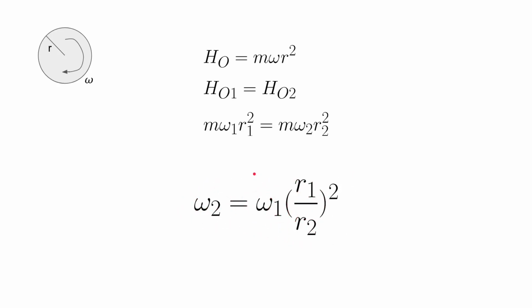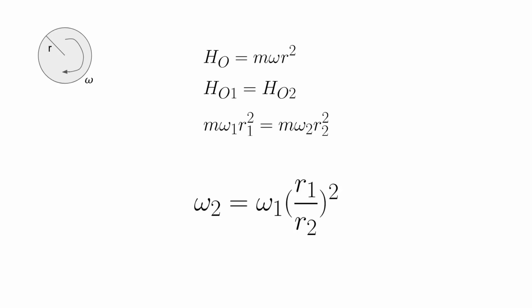And that makes sense since, as we know, our angular momentum depends on the mass moment of inertia. If we lower the radius of the rotation, the mass moment of inertia also gets lower. So if the mass moment of inertia gets lower, the angular velocity has to increase in order to compensate and keep the angular momentum the same.